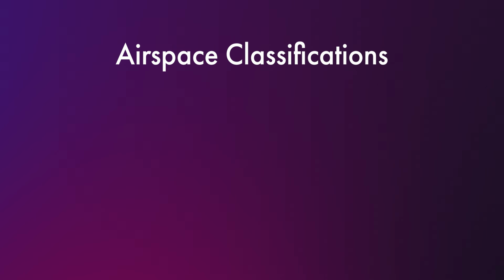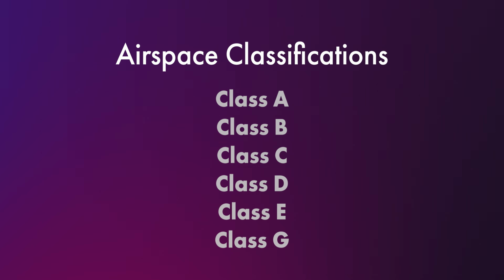The FAA divides airspace into 6 classes: A, B, C, D, E, and G. There's no Class F in the United States. Each class has its own rules, its own chart symbology, and its own requirements for drone operations. Let's go through them one by one.